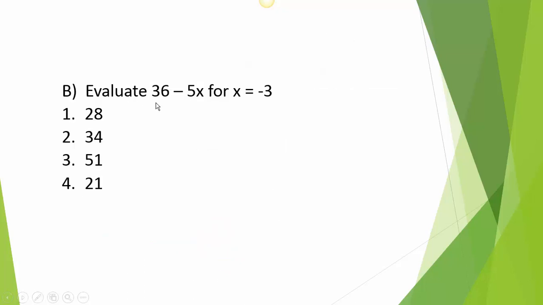Okay, evaluate 36 minus 5x for x equaling -3. So we're just practicing putting in the value -3 for our variable and using order of operations to figure out what that equals.